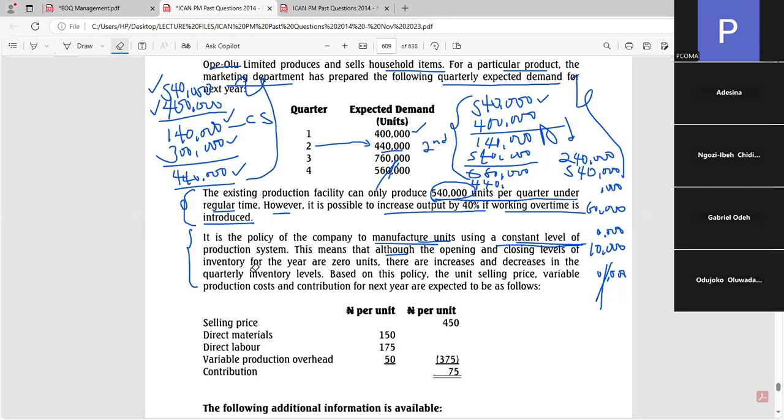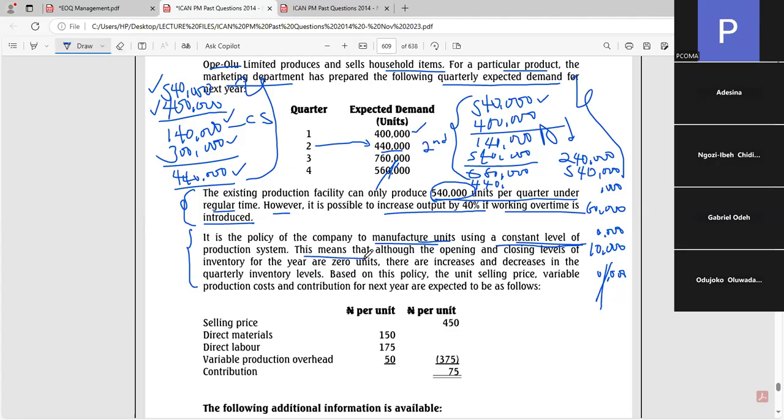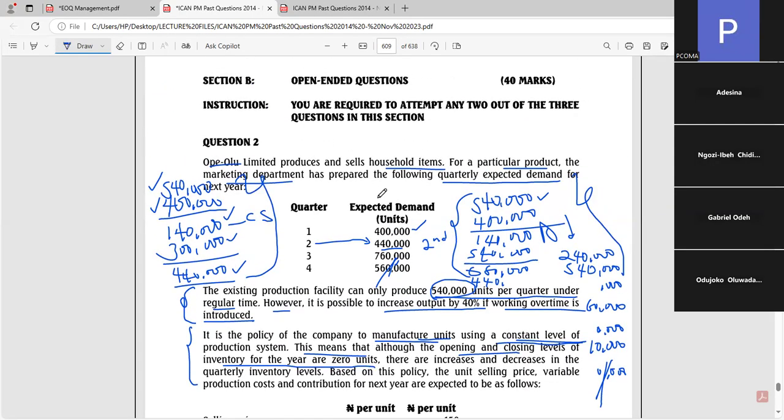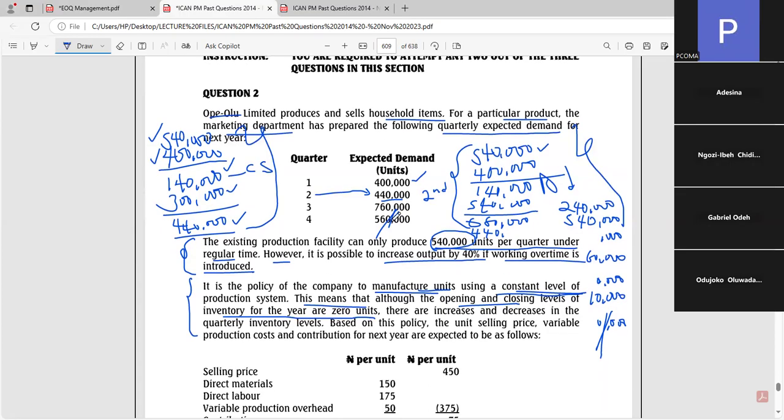Okay, now let's continue. Now, they have said that this means that although the opening and closing inventory for the year are 0, they did not tell us that we began the year with an opening inventory. They did not tell us. And as at the end of the year, 560 cancelled 560 that we did here. That is to say there is no closing inventory. That's what they're trying to tell you.